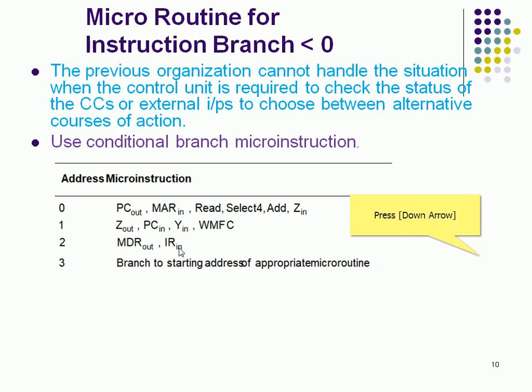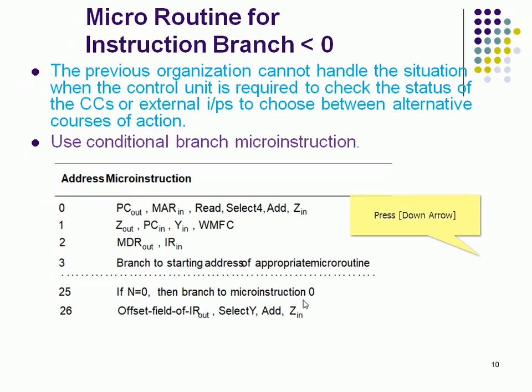Next, commencing the execution phase. Here we branch to the starting address of the appropriate micro routine. The set of micro instructions is called a micro routine, and that is also a micro program. So the appropriate address has to be generated for branching. If we encounter the branch instruction in the micro routine, if N is equal to 0, we branch to micro instruction 0. If N is not equal to 0, then the branch is taken.